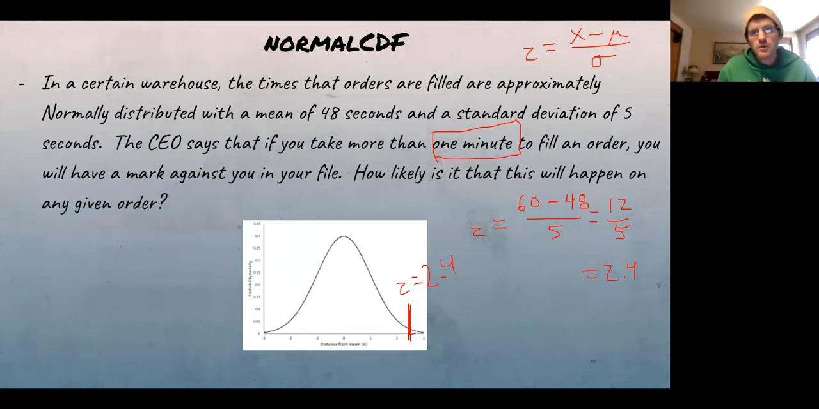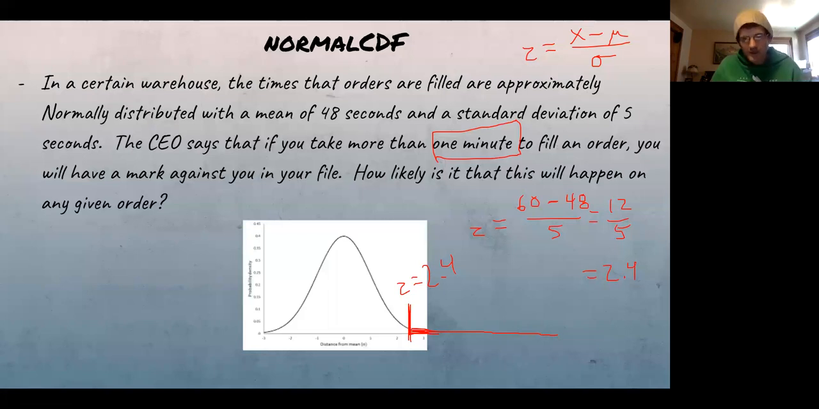So if you take more than 1 minute to fill an order, you'll have a mark against you in your file. So what I want to figure out is, essentially we can think of it that way, what is the probability of getting that 2.4 or higher? Because I don't care if I'm less than a minute, I care about getting 1 minute or more. So I want to get this area right here. And this technically just stretches on infinitely far.